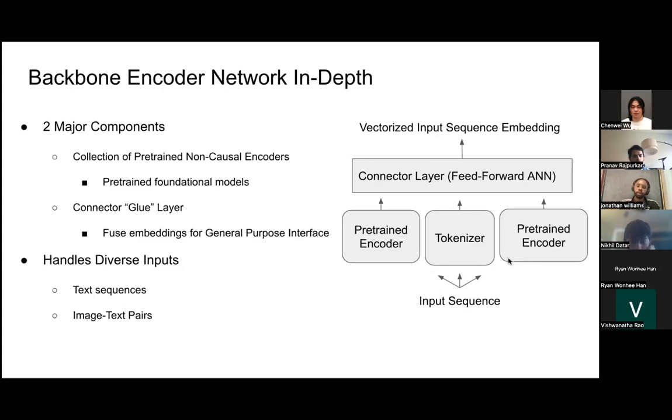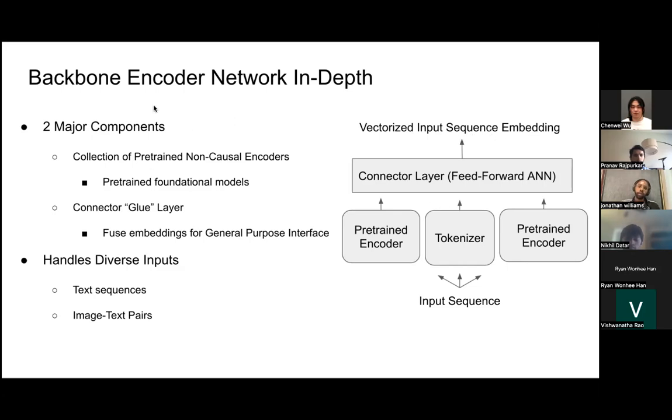Likewise, the pre-trained encoders, which are the foundational NLP models, will also take in the input sequence and provide a vectorized representation of each word token in the sequence. Now, the word embeddings from all of these models, either the pre-trained encoder or their tokenizer lookup table, are fed into a connector layer. So this is a feed-forward artificial neural network. It incorporates both the tokenization of the input sequence and the embeddings from the pre-trained foundational encoders, applies a nonlinearity, and outputs a vectorized input sequence embedding.